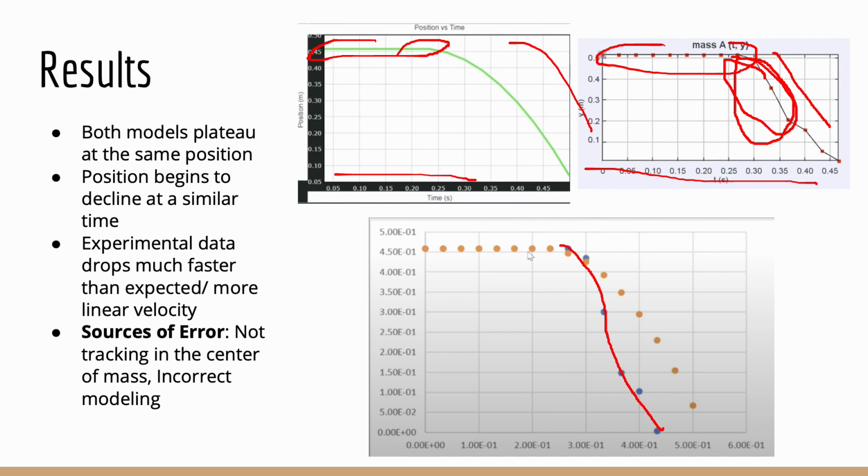Possible sources of error include errors in the manual tracking, such as not being in the center of mass, or there could have been errors in the coding process.